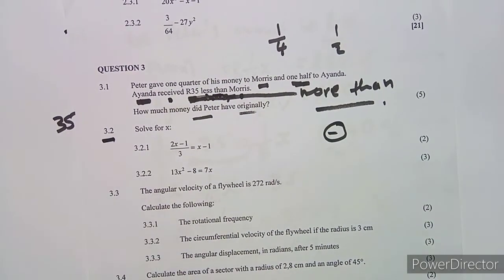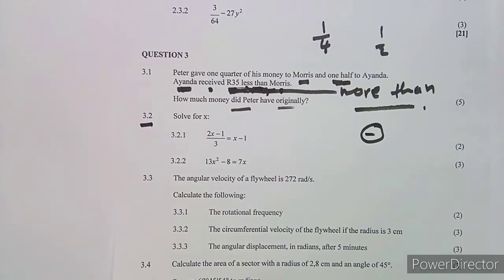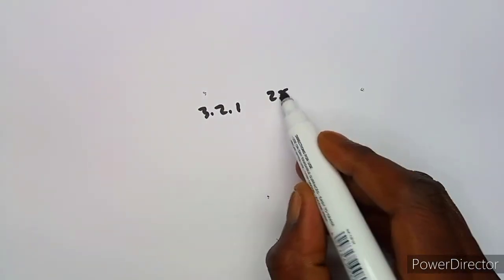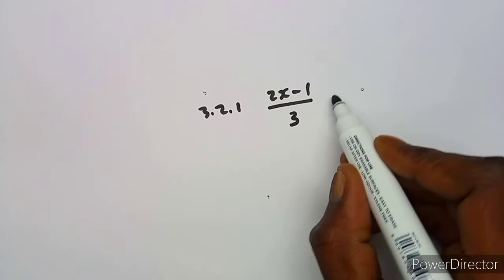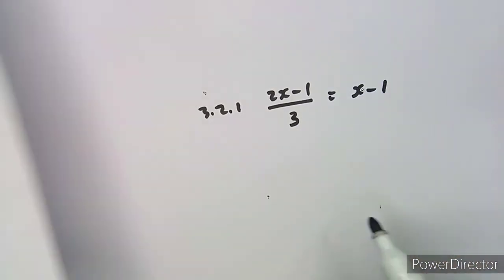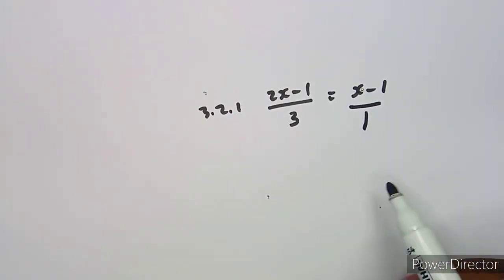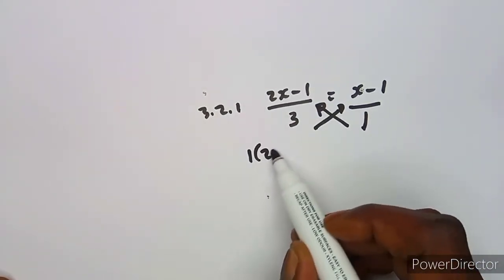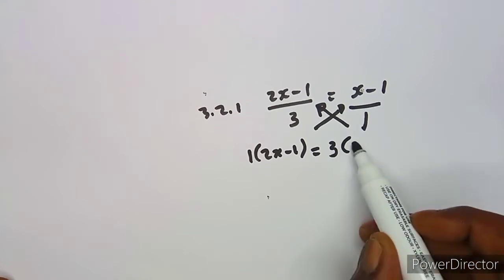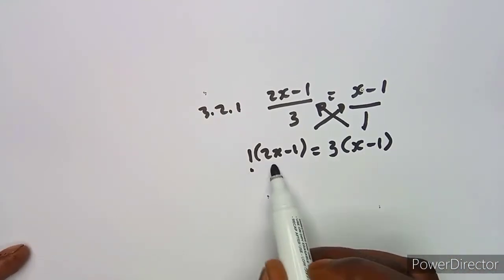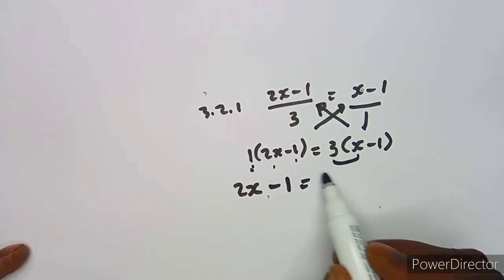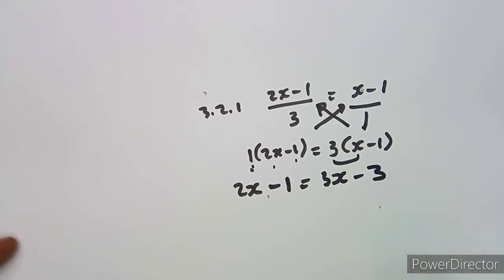All right, anyway, on 3.2, they asked to solve for x, and we are given the equation in 3.2.1, which is 2x minus 1 over 3 equivalent to x minus 1. To solve this, you can just cross multiply, because you can write this as a fraction. You multiply 1 by 2x minus 1, opening a bracket, and 3 into x minus 1. So it's going to be 1 times 2x, which is 2x, 1 times minus 1, which is minus 1, 3 times x, that's 3x, and 3 times minus 1, which is minus 3.